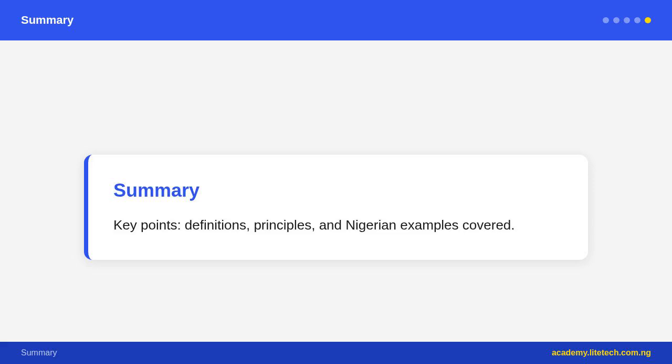For WAEC, define balance of payments, name and explain its 3 accounts, explain the current account balance, explain Nigeria's BOP position, and discuss remedies for a BOP deficit.